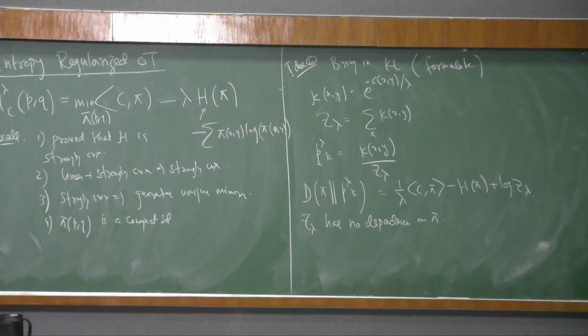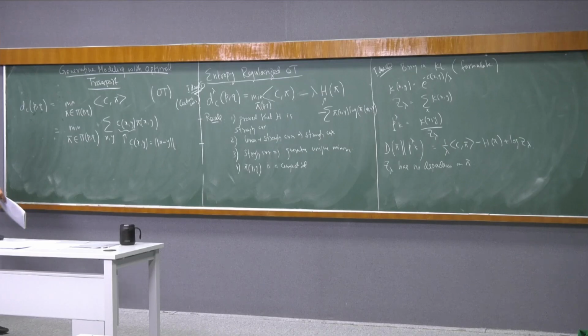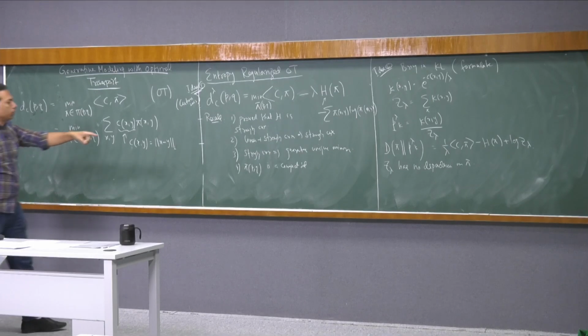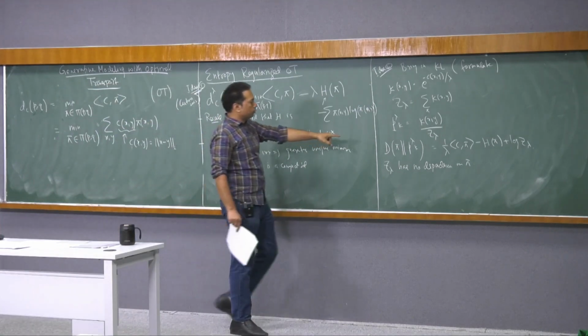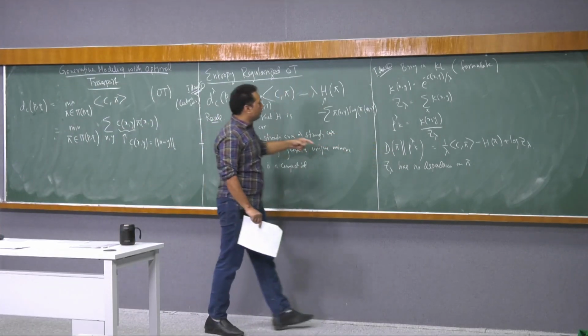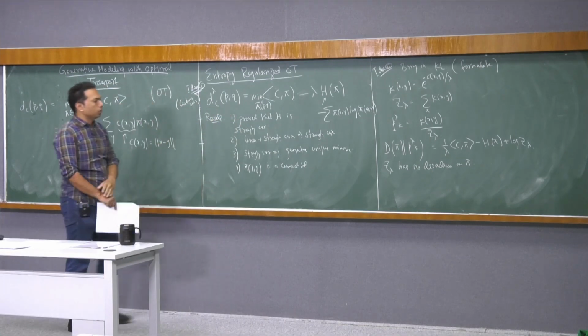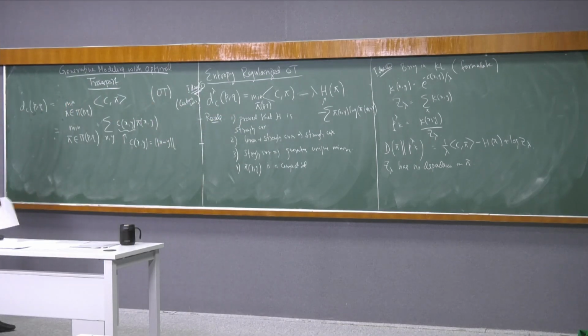So essentially what it means is that the arg min of this, if I'm supposed to do minimization over pi, should be the same as this, because log z lambda is like a constant with respect to pi and will not play any role. So minimizing d pi p lambda k is the same as minimizing d lambda c p q. The minimizers will be the same.